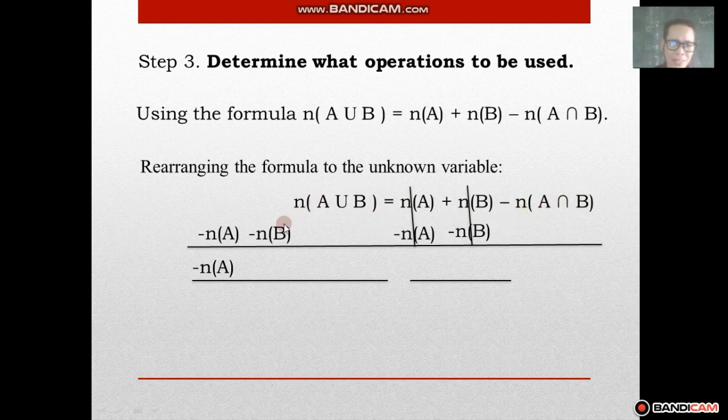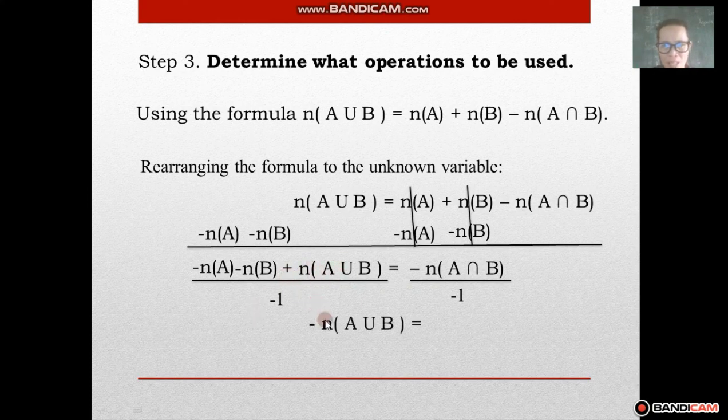Since in the other side we do not have the same variable, what we are going to do is copy everything, then copy also the remaining variable in the other side. Now, take note, since the unknown variable is negative, we need to make this one positive. So we need to divide both sides by -1. And applying the concept of division of integers, when we divide the same sign, the result is positive, and when we divide different signs, the result is negative. So this will become negative, this will become positive, this will become positive, and this will become positive.